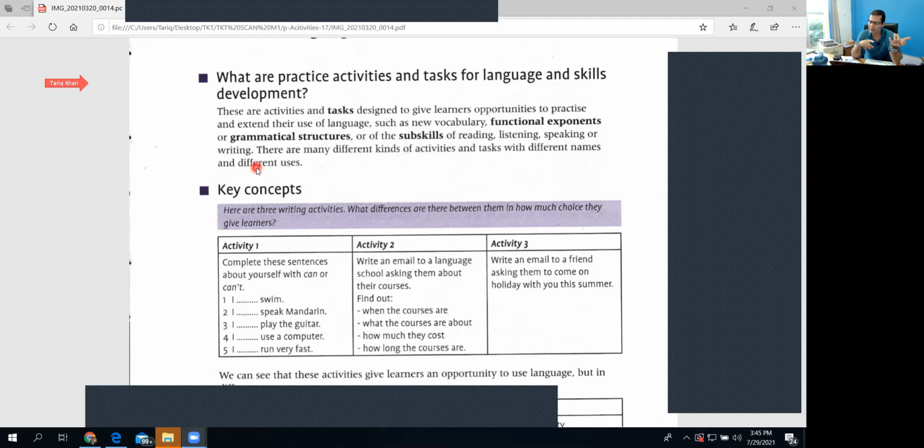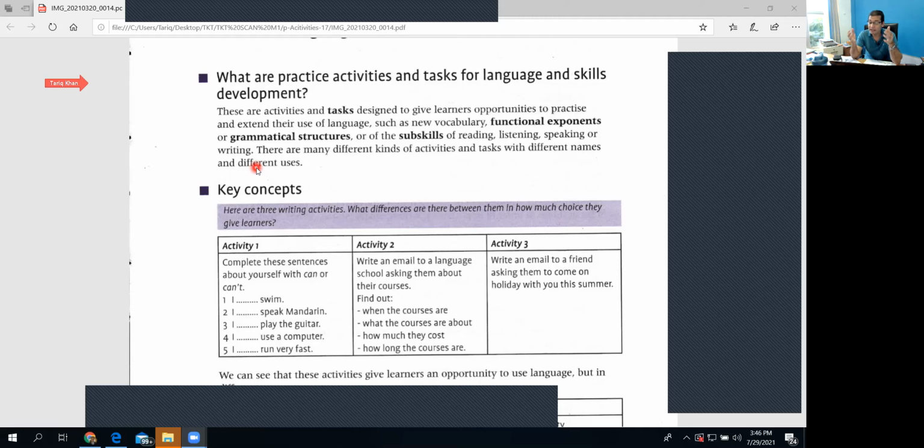Vocabulary, lexis, is an important feature of language learning. Functional exponents, function, the practical use of the language, is also an important feature. Grammatical structure, grammar. So these three are the main areas in the way we learn language: grammar, vocabulary, and function. When we want to teach language, we have to teach portion-wise from all of these.